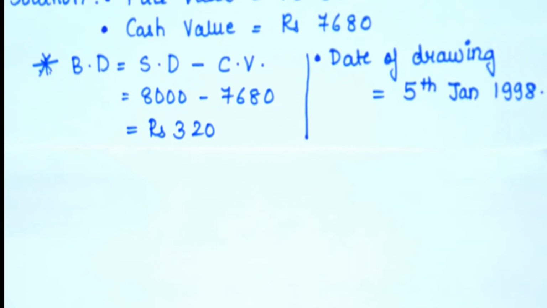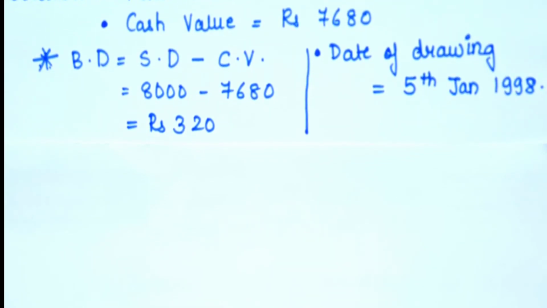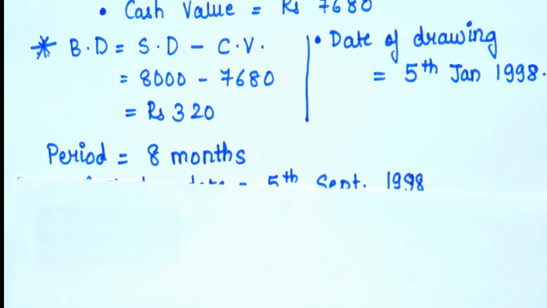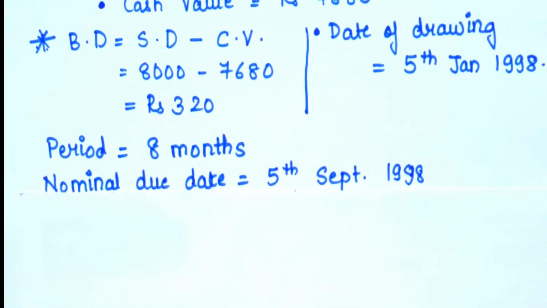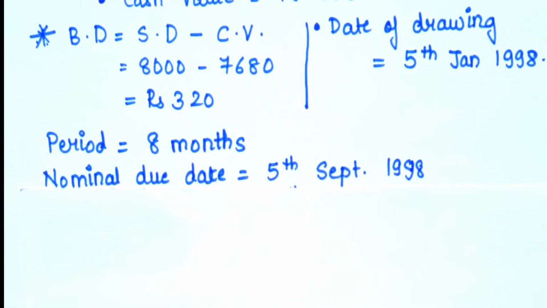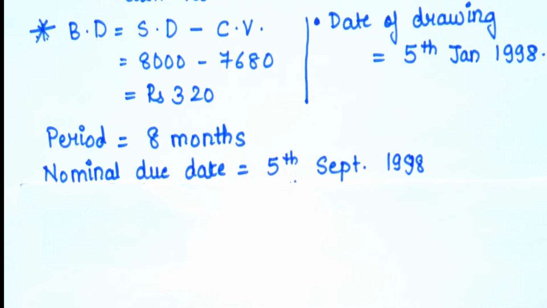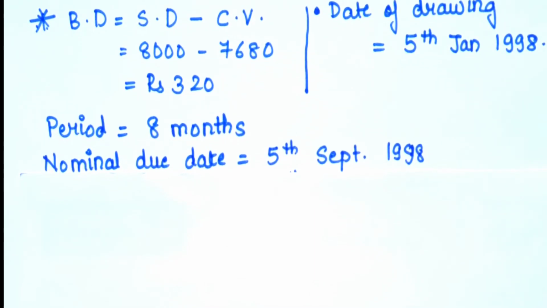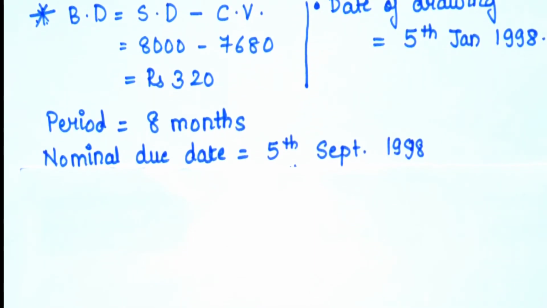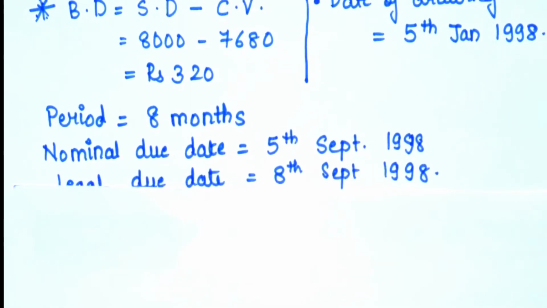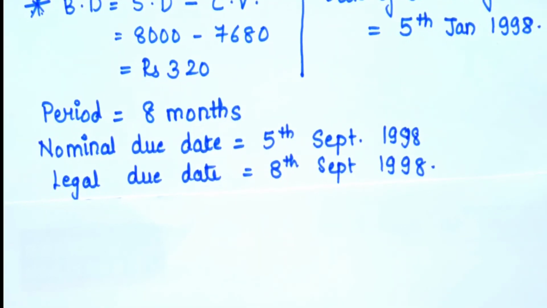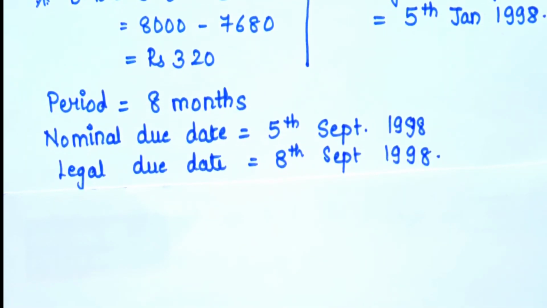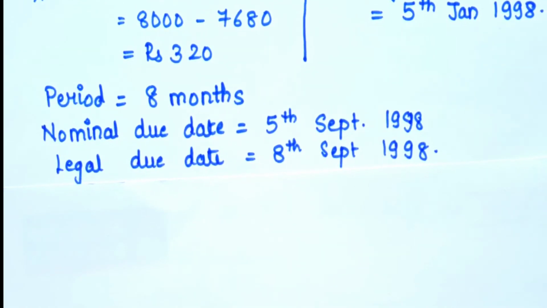Next, there's one more data given to you, the date of drawing the bill. It is 5th January 1998. Period is given to you as 8 months. Nominal due date: how did I calculate the nominal due date? Once again, 8 months from 5th January. When you calculate 8 months from 5th January onwards, it accounts to 5th September 1998. Again, the legal due date is just 3 days after the nominal due date. So 5 plus 3 is 8th September 1998.